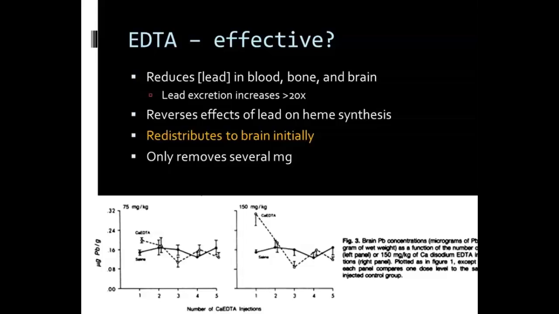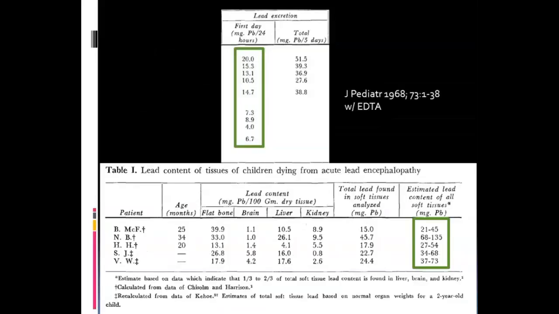And in studies that looked at trying to eliminate all of the metal from the body, generally this is not very effective, and it only removes a very, very small portion. This was a study looking at children with severe lead toxicity, and you can see, with BAL and EDTA, they were able to remove about 5 to 20 milligrams of lead over a 24-hour period, and these were patients who had very, very severe lead encephalopathy.